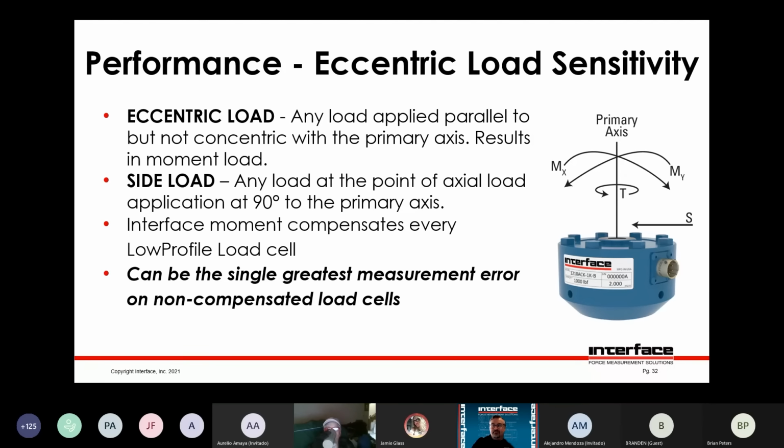They can be the single biggest error in your system. If you're talking about linearity errors that are, say, 0.02%, you might have a 10% moment error in certain systems. So you really have to take that into consideration. Now, low profiles are very good at eliminating that error, but other types of load cells aren't.